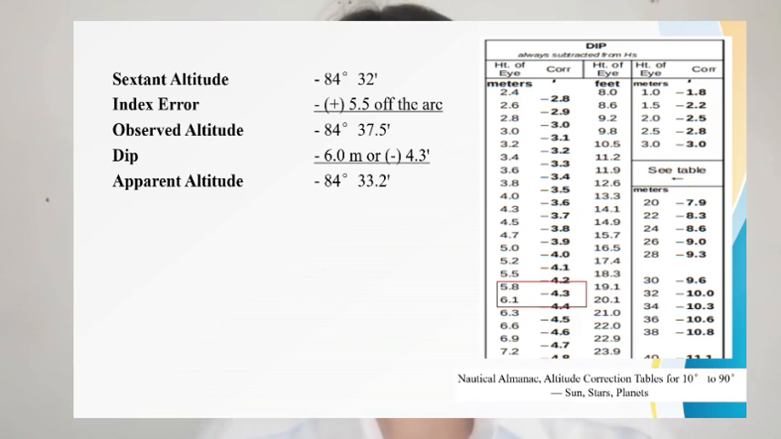So our example is a sextant altitude of 84 degrees and 32 minutes, index error of 5.5 off the arc. So we're going to do addition since it's off the arc. Our sextant altitude of 84 degrees and 32 minutes plus 5.5 minutes of index error equals 84 degrees and 37.5 minutes observed altitude.